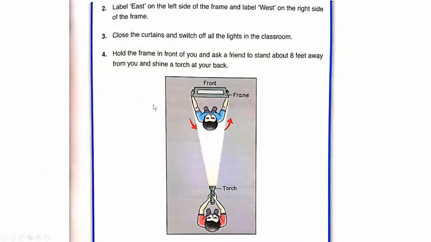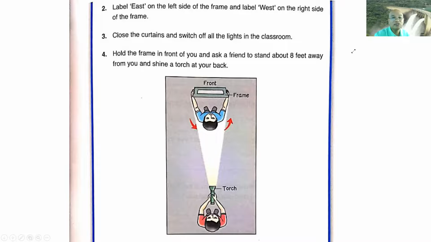Okay, so we are to label east on the left side of the frame and label west on the right side of the frame. This is the frame. East on the left side and west on the right side. This one is if you're facing the south. If you face the south, then the east is on the left side and the west is on the right side. But if you're facing north, the left side is the west and the right side is the east. Remember that? All right. Don't get confused.